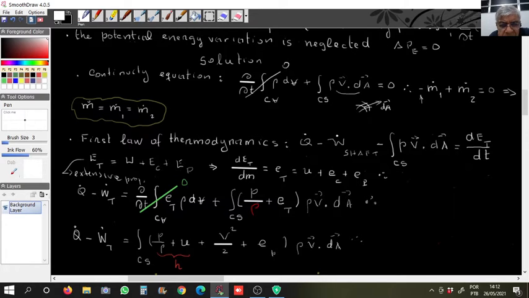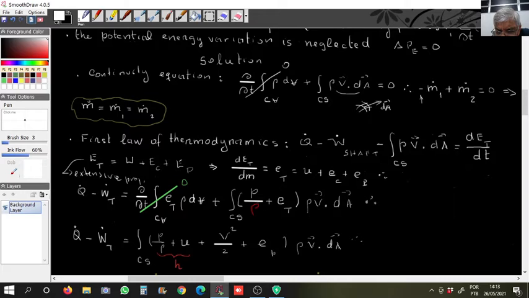Now, this is the continuity equation. Now let's jump to the first law of thermodynamics. From the first law, the heat minus the work. Q dot is actually heat divided by time, but I'll call it heat and work. This is the power.